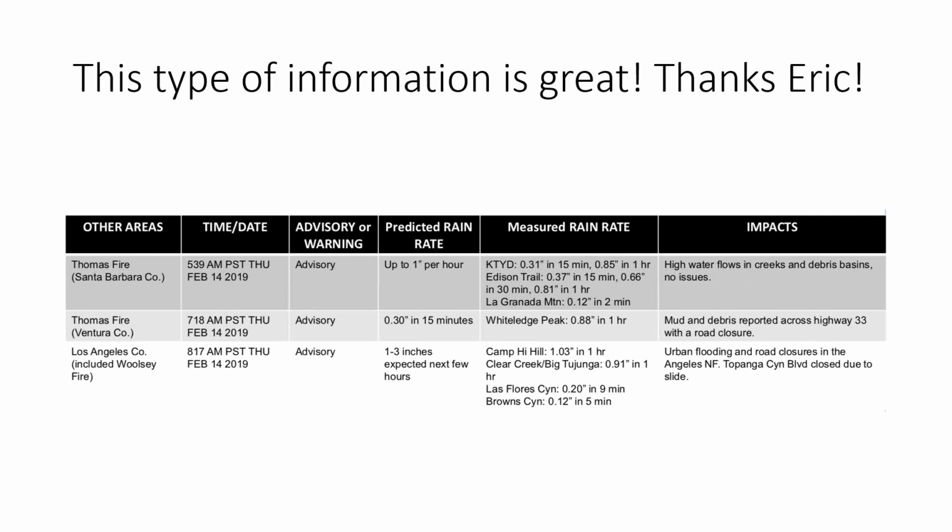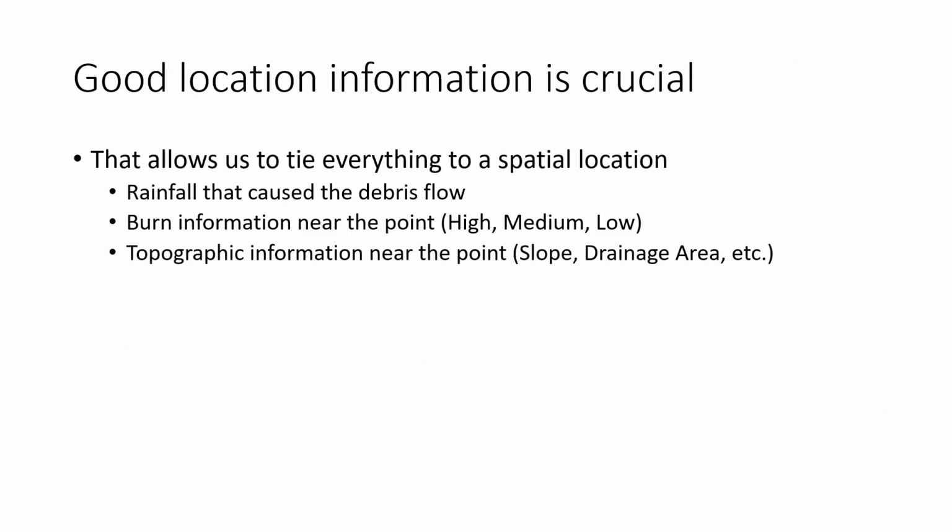One thing that we'd really benefit from is really good location data. So location data ends up being crucial to tying everything together. That allows us to assign a spatial location to an event. So we can say what the rainfall was that caused a debris flow or didn't cause a debris flow. And it also allows us to get important information about the burn.